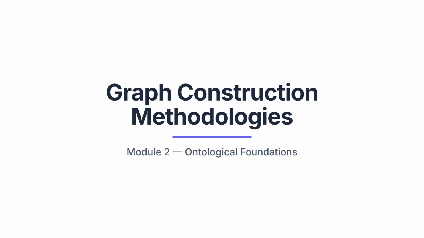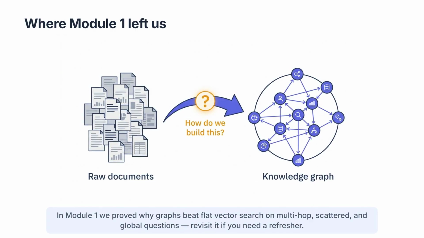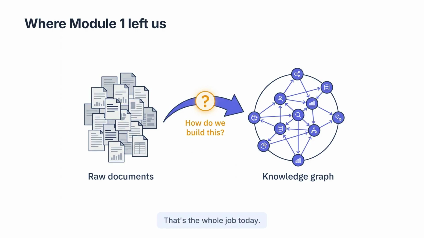Advanced GraphRAG and Knowledge Agents, let's dig in. In Module 1 we proved why graphs beat flat vector search on multi-hop, scattered, and global questions. Revisit it if you need a refresher. But we deliberately skipped the hard part. How does a pile of messy documents actually become that graph? That's the whole job today.